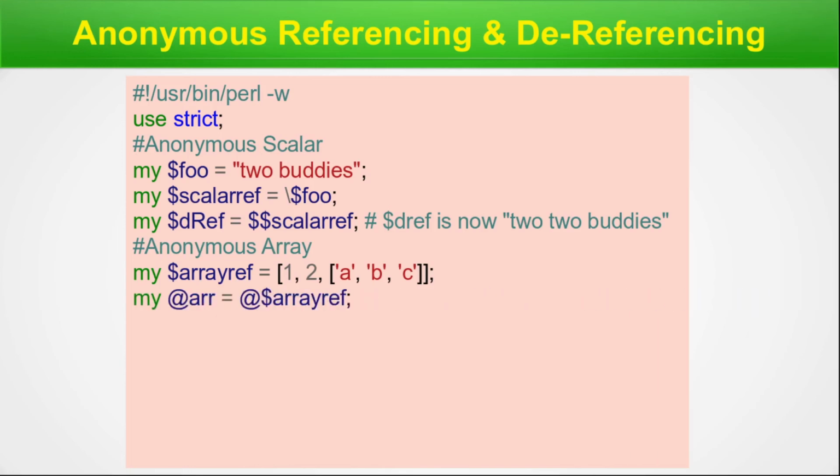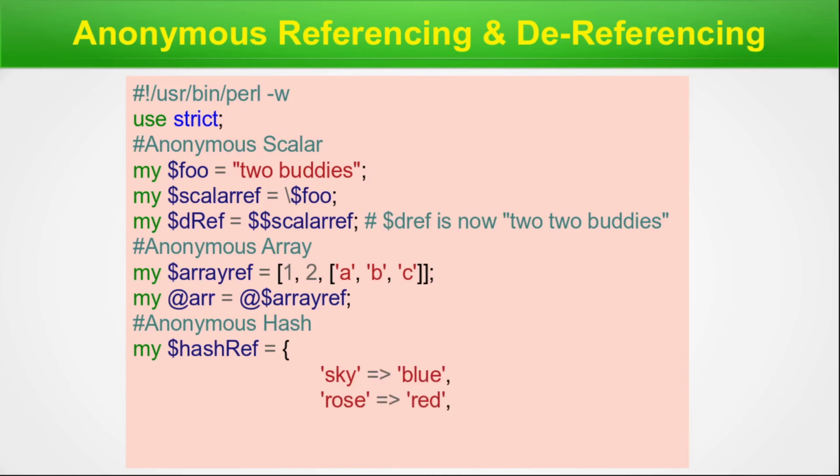Now if we want to get the values of this anonymous array, we write my @array equal to, and we add the @ symbol before the reference, or the pointer, then $array_ref. For anonymous hash, this is how the anonymous hash reference is created. So my $hash_ref, then starts the curly bracket, and we have sky, then the arrow pointer, then the value is blue. Similarly, the key value pair is rose and red. And we close that. To dereference this hash, we use my %hash equal to %, then $hash_ref.